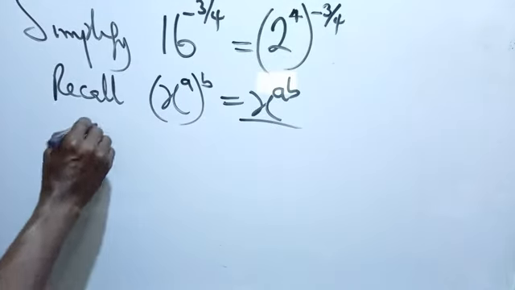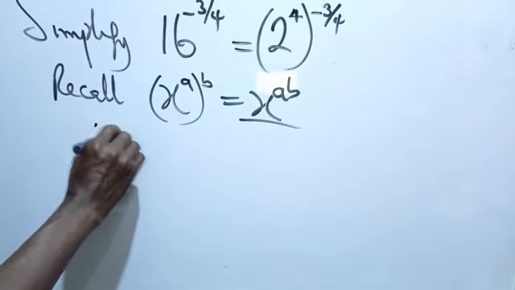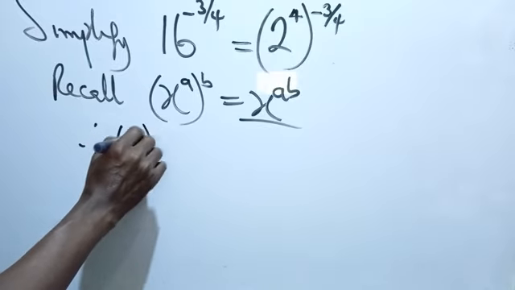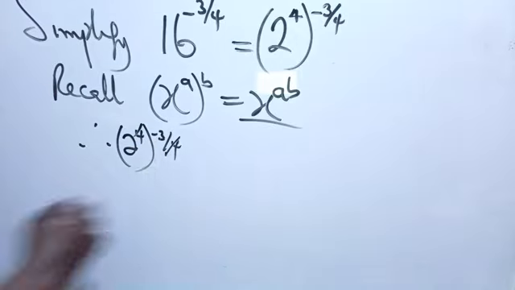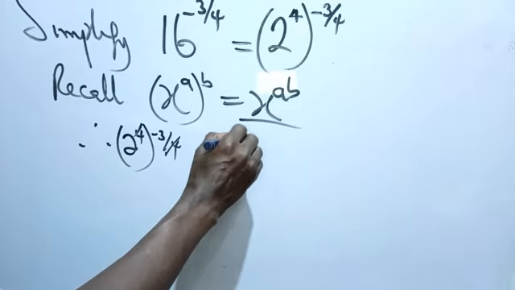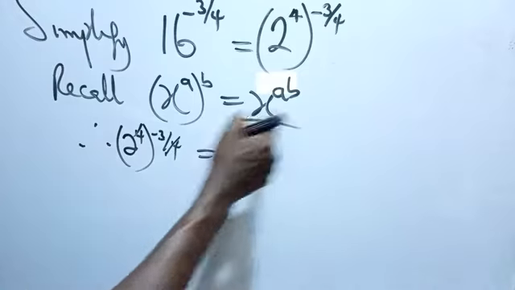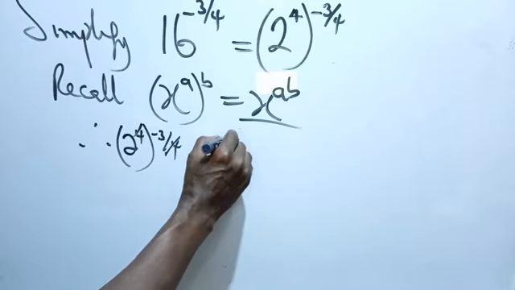So here now, 2 raised to the power of minus 3 over 4, raised to the power of 4 — you are multiplying the exponents now. This will cancel this. So you are left with 2 raised to the power minus 3.